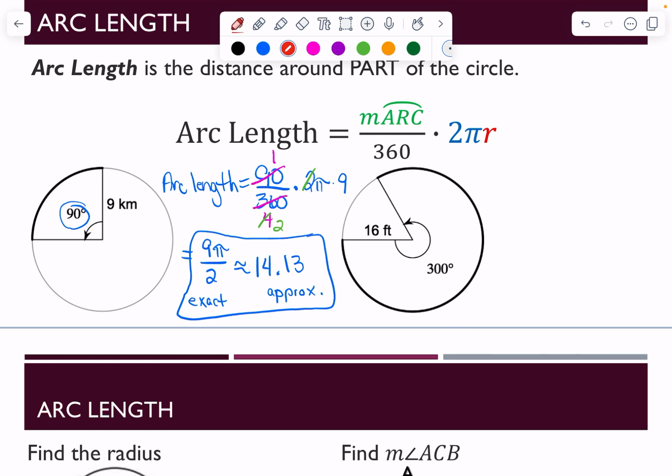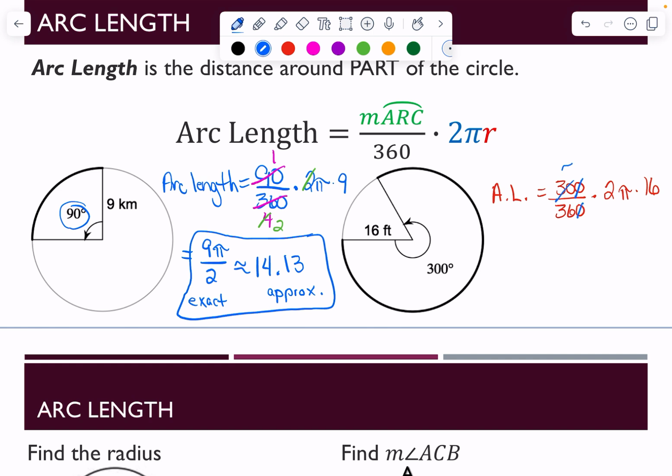Okay, let's try the second one here. So this time we have 300. So my arc length is equal to 300 out of 360 multiplied by 2 times pi times 16. So what we could do is start off simplifying some things. I always like to simplify as much as I can. I'm going to take the 0 away right away.